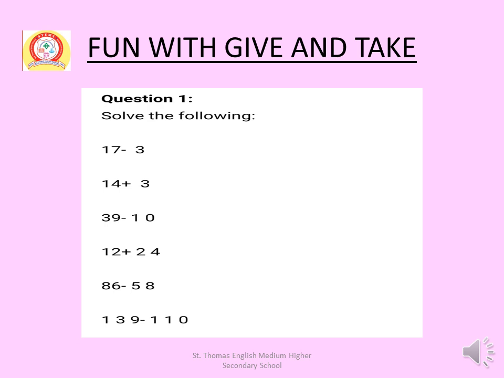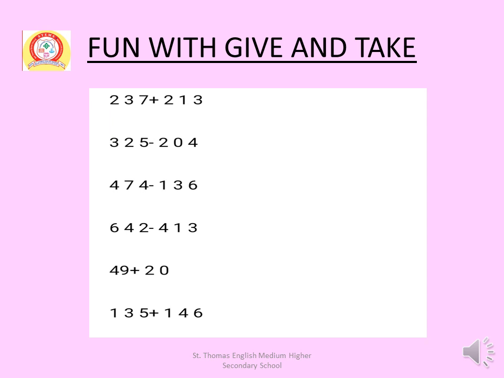Solve the following. Addition and subtraction. 17 minus 3, 14 plus 3, 39 minus 10, 12 plus 24, 86 minus 58, 139 minus 110. 237 plus 213, 325 minus 204, 474 minus 136, 642 minus 413, 49 plus 20, 135 plus 146.